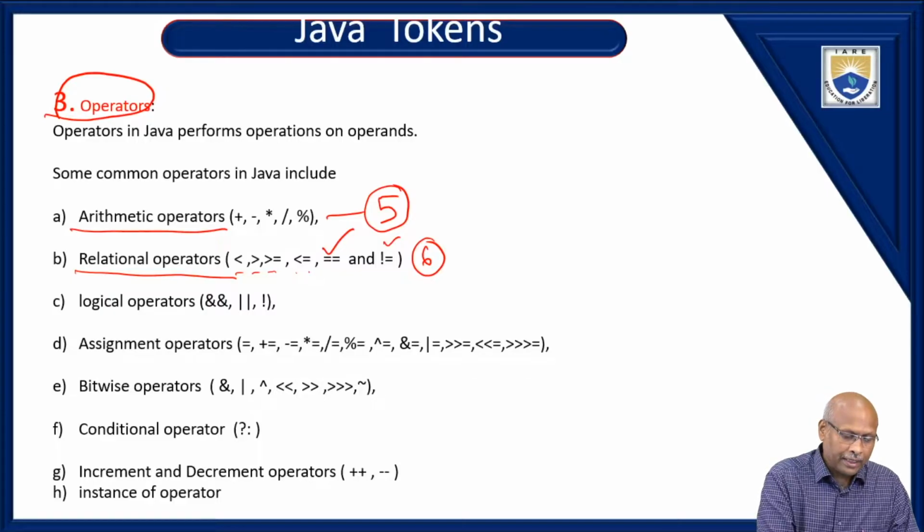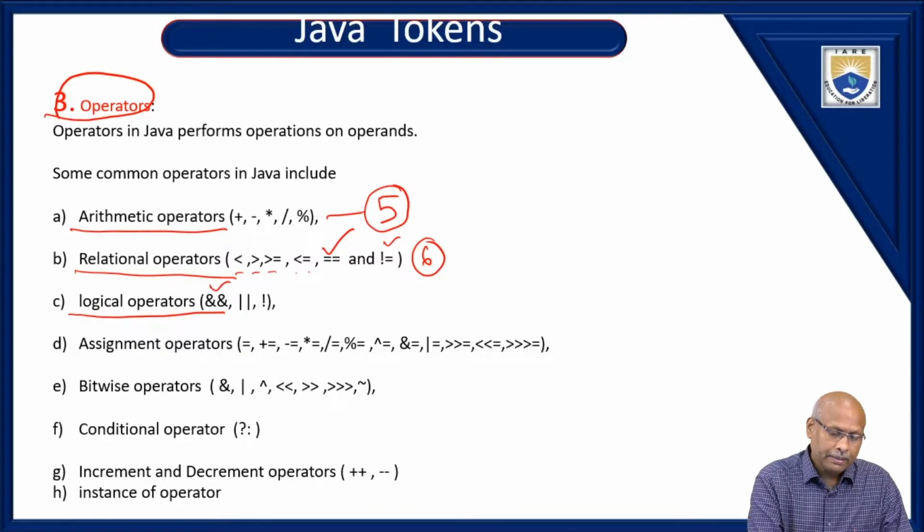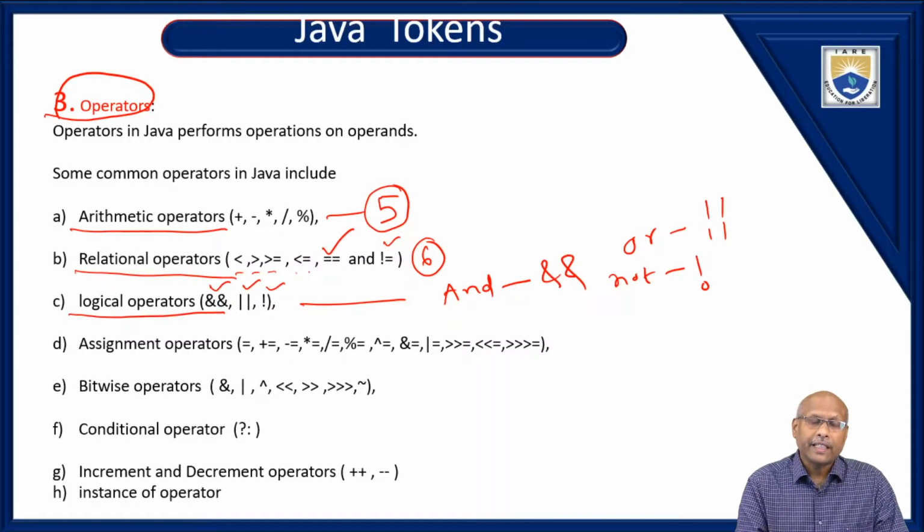Then we'll go for the next one, that is the logical operator. There are 3 logical operators. The first one is and, second one is or, third one is not. Remember, and is represented by double ampersand symbol. Next, or is represented by double pipe. Then last, not is represented by exclamation symbol. Okay, these are the set of operators.